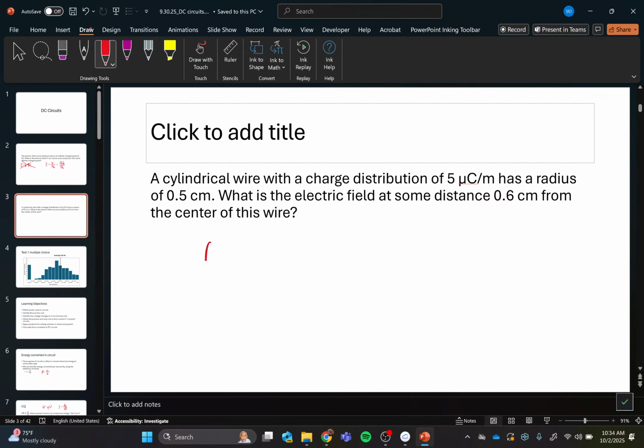So you draw the picture. You draw your wire. And then we pick our point. And then you draw your Gaussian surface.